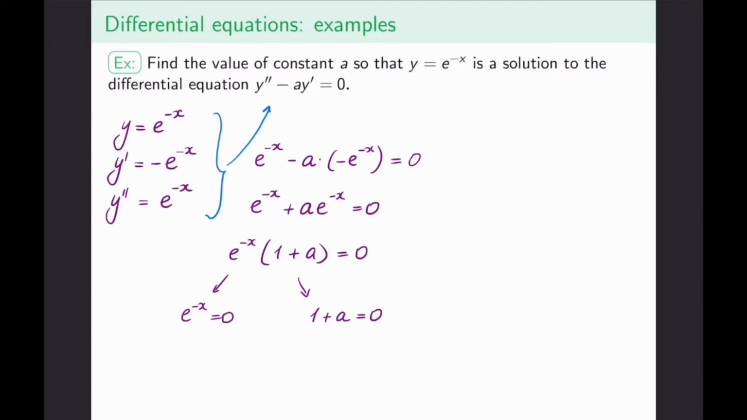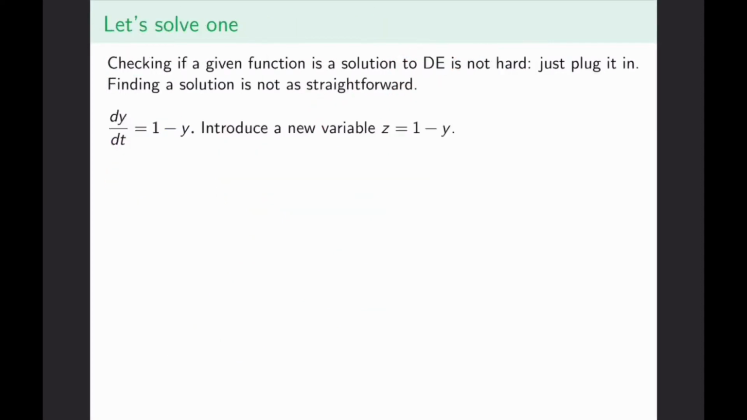Well, let's attack them one at a time. E to the negative x is equal to 0. That can never happen. An exponential can never be equal to 0 or go below it, so this part produces no solutions. Whereas 1 plus a equals 0 when a is equal to negative 1, and that is going to be my only possible value of a, which will give me that this function satisfies this particular differential equation. Now, it is one thing to check whether a given function is a solution to a given differential equation.